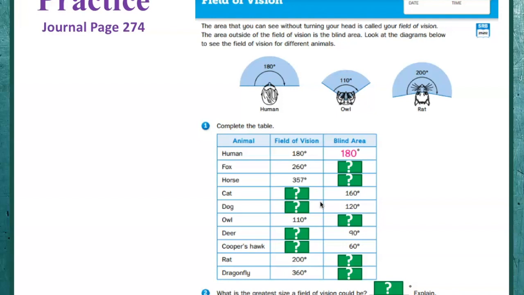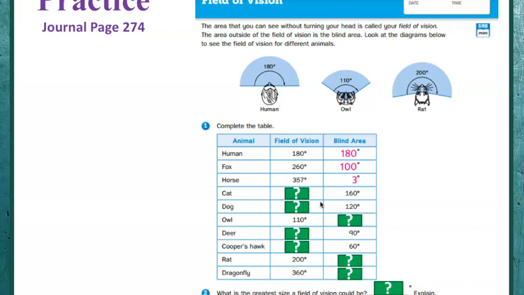Okay, a fox only has a blind area of 100 degrees. It can see 260 degrees. And think about a fox's head is shaped sort of like a horse's. So its eyes are sort of on its top and sides. A horse only has 3 degrees for a blind area. Now, we're working backwards here.